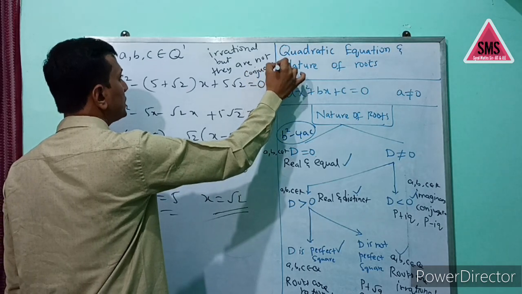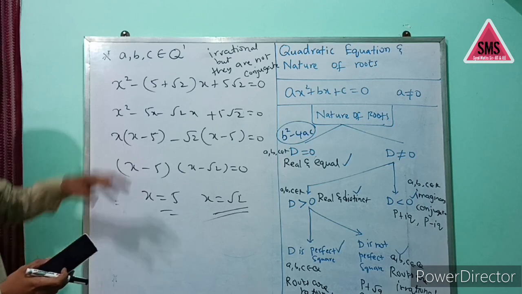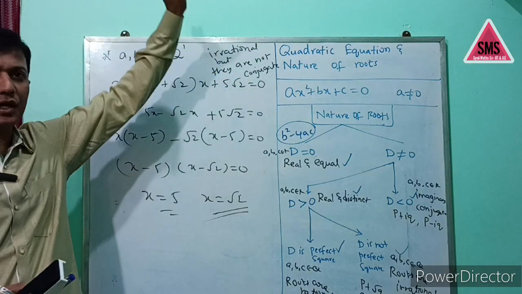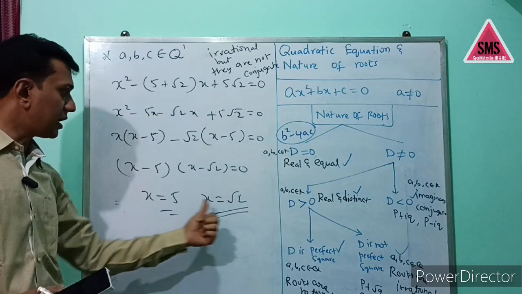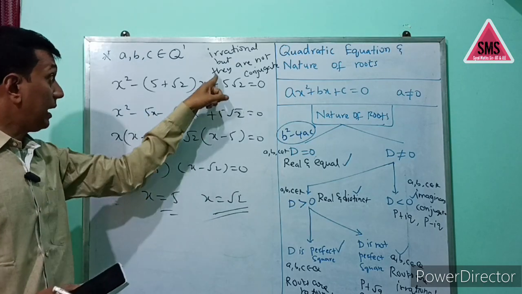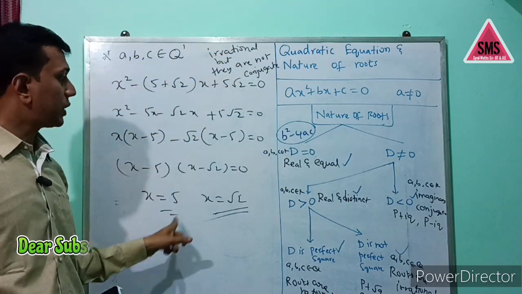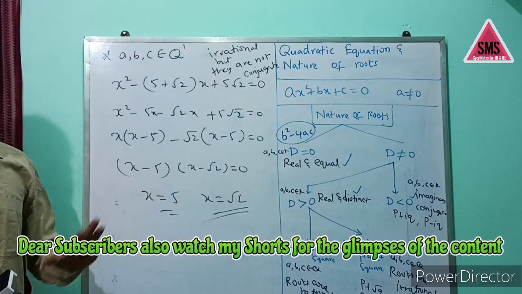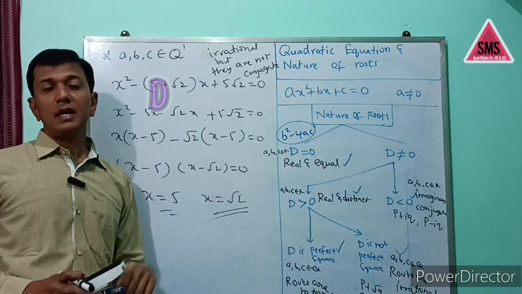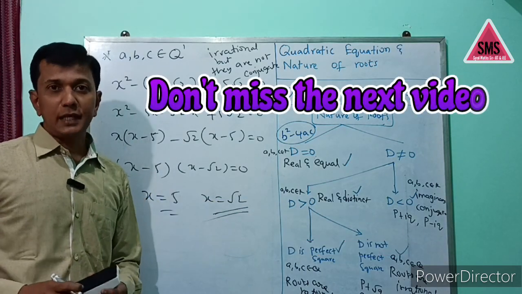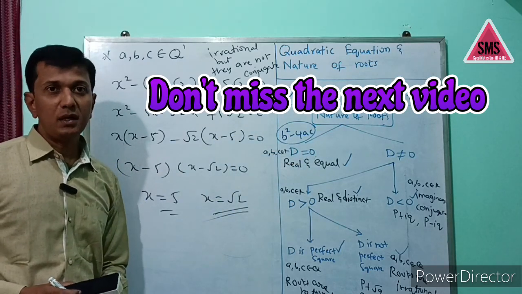Very important condition. If a, b, c are irrational numbers, we get irrational roots, but are they conjugate to each other like this? No, they are not conjugate to each other like this. So that is a small introduction about the nature of the roots. In the next class, at JEE level, we shall see how to simplify problems applying this condition.